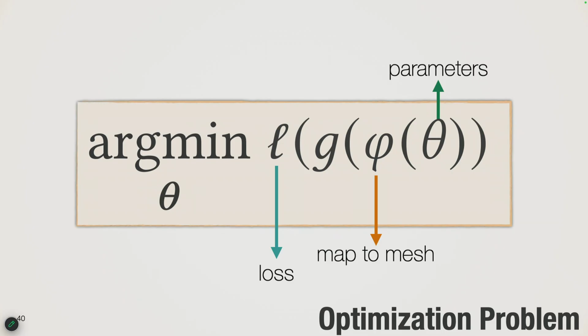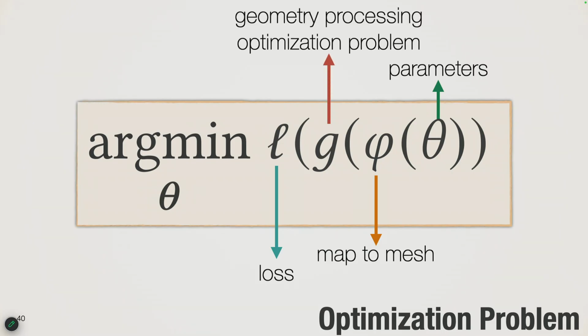And then lastly, in the midst of all of this, we're going to try to solve some classical geometry processing optimization problem. This is really going to be the tricky part: differentiating through this solver G.